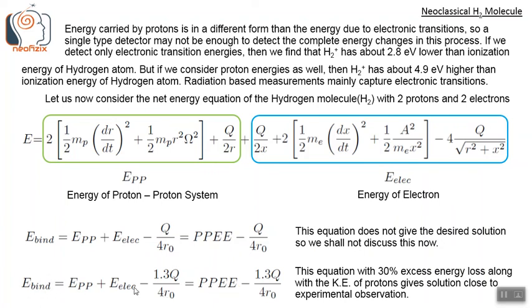So we can define binding energy as PPE, that is the total energy of the 4 particle system, minus 1.3 Q by 4R0. That is, this equation has 30% excess energy loss along with the kinetic energy of the proton. So here it is just Q by 4R0. Here it is 1.3, that is 30% higher, 1.3 into Q by 4R0. And this equation gives solution close to the experimental observation.